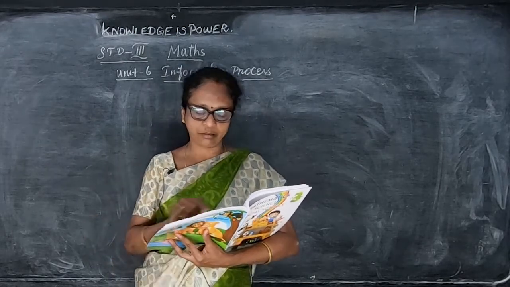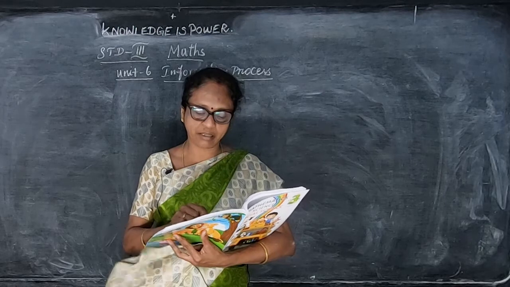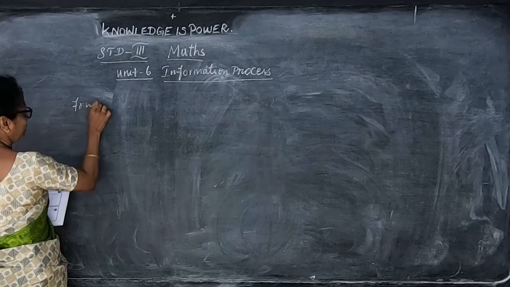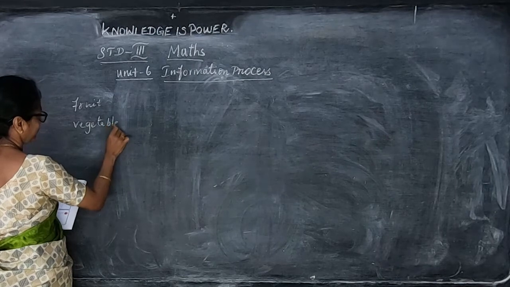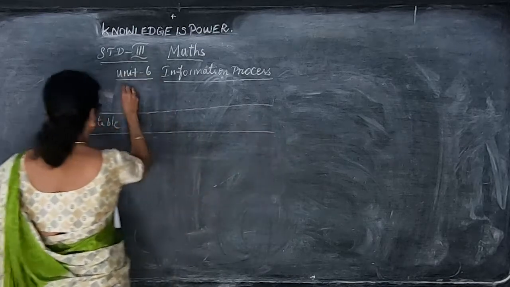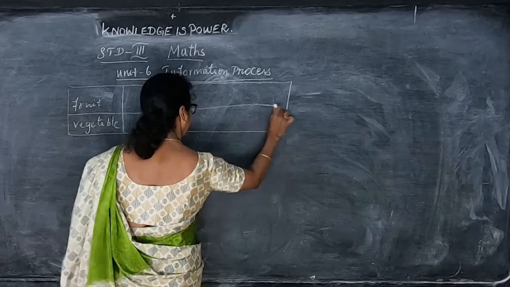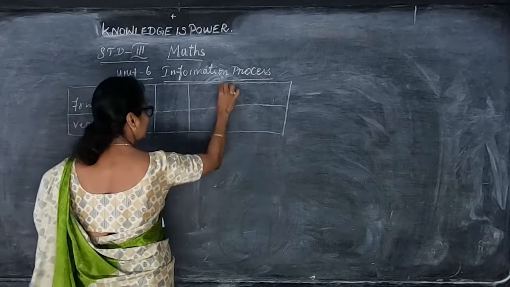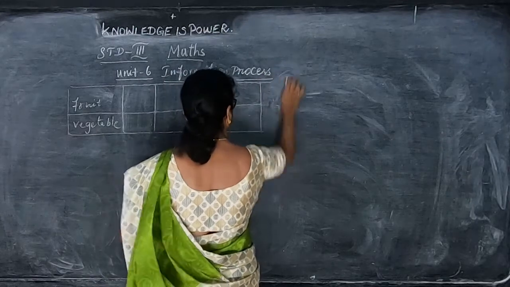They have given a table with fruit and vegetable. In which combinations can he eat the food? Here, fruit and vegetable. There are 4 choices given: 1, 2, 3 and 4. So he has got 4 choices. How can he eat?